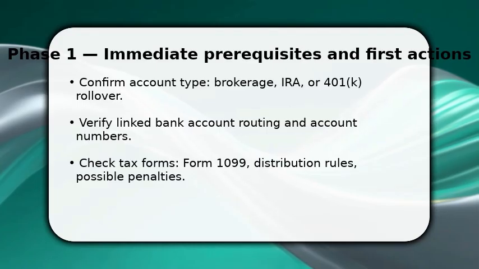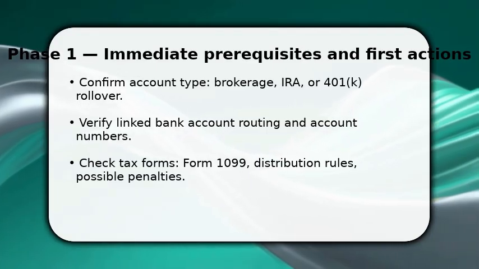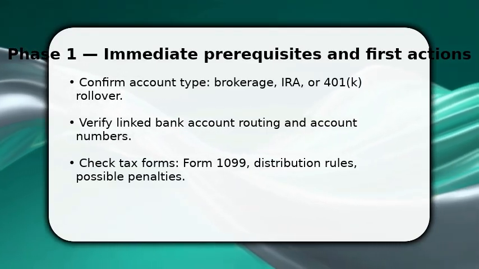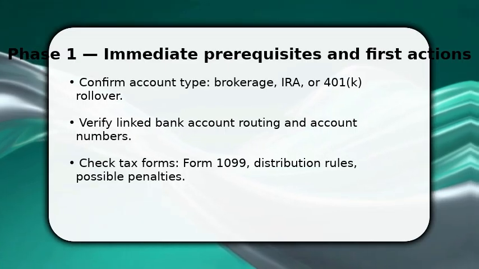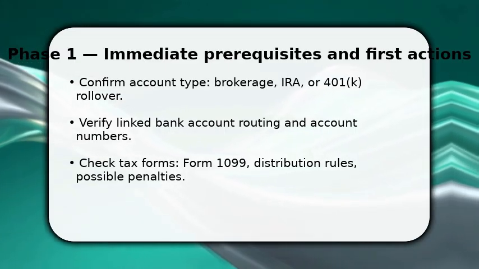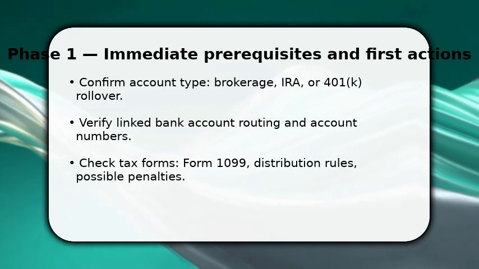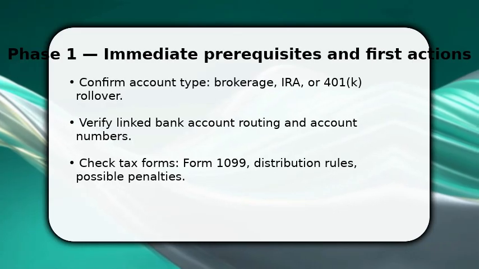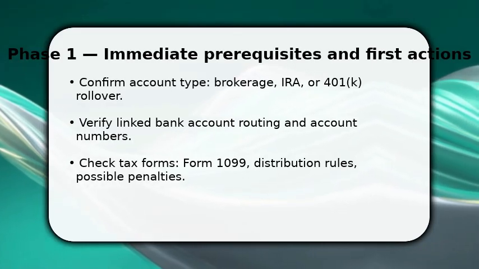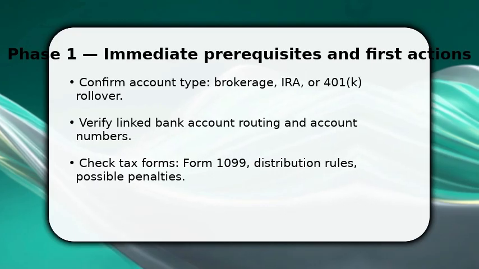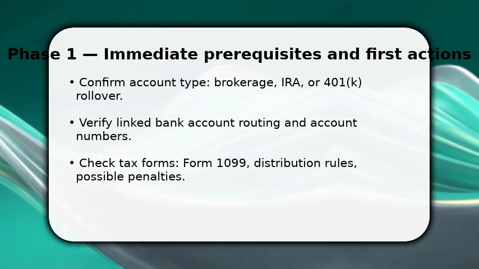You start by confirming exactly which Schwab account you have and why you are cashing out. This affects taxes and timing. Once verified, log in and check your linked bank routing and account numbers so transfers go smoothly. Make sure you review any holdings that need selling and look at Form 1099 rules now. Knowing the tax implications prevents surprises.